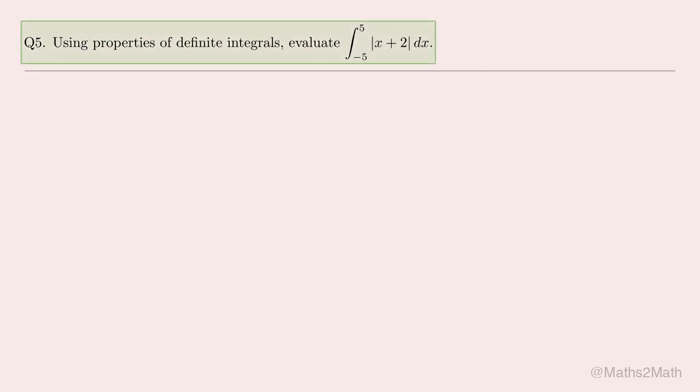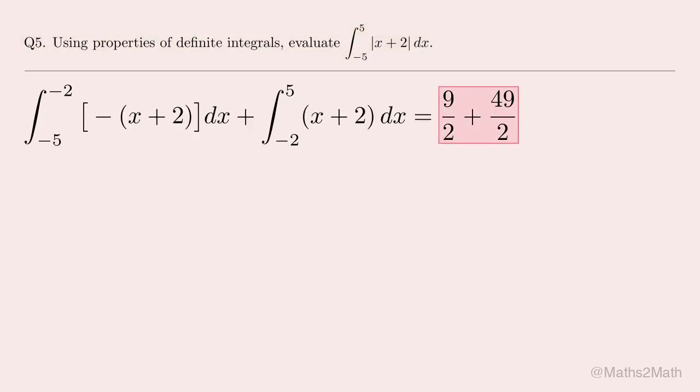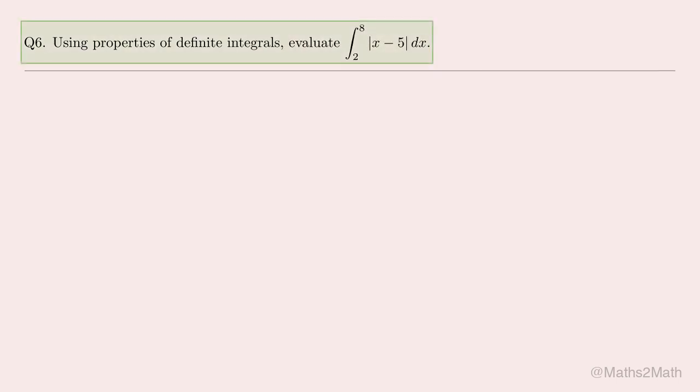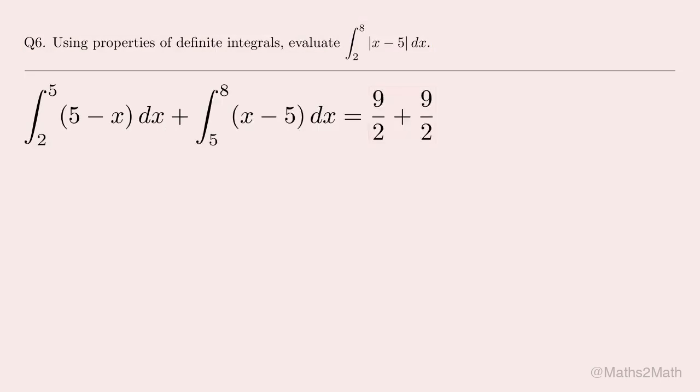Question 5. A modulus. Split the interval at the corner -2. Negative branch left, positive branch right. Split and integrate each branch. 29. Question 6. The corner sits at 5, splitting 2 to 8 symmetrically. Two triangles of equal area. Split at 5. 9.